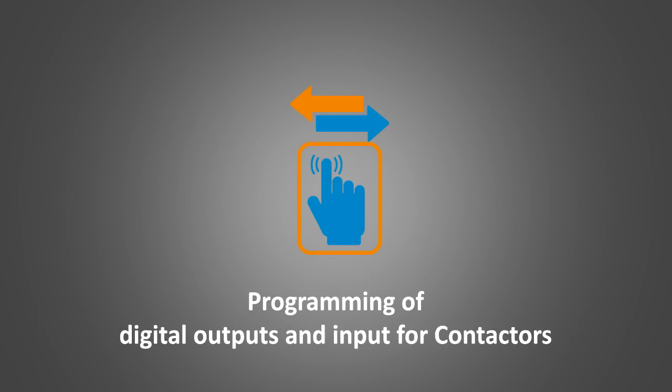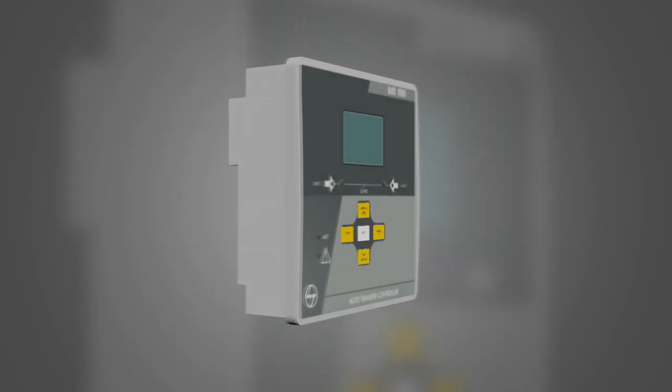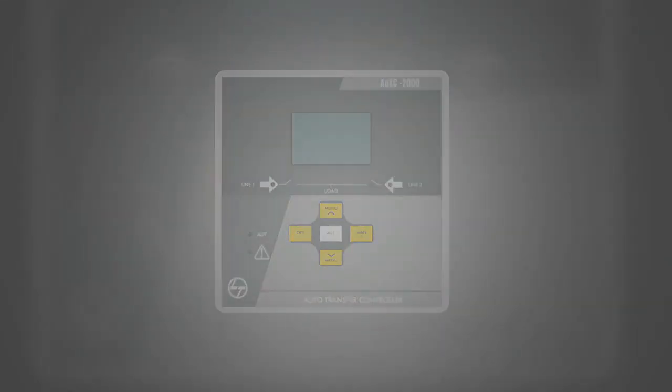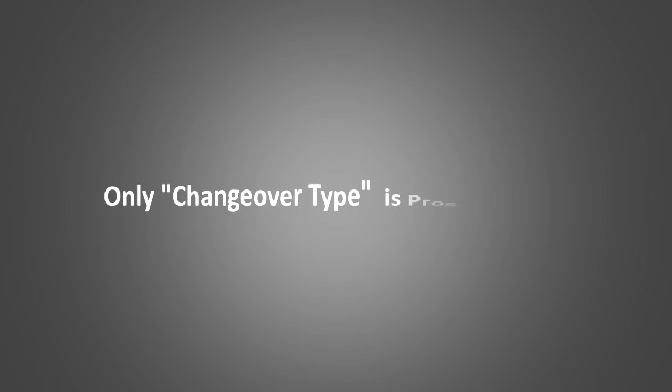Programming of digital outputs and inputs for contactors. All digital outputs and inputs are programmed by default and need no alteration. Only one parameter, that is changeover type, is programmable, and the procedure is as follows.